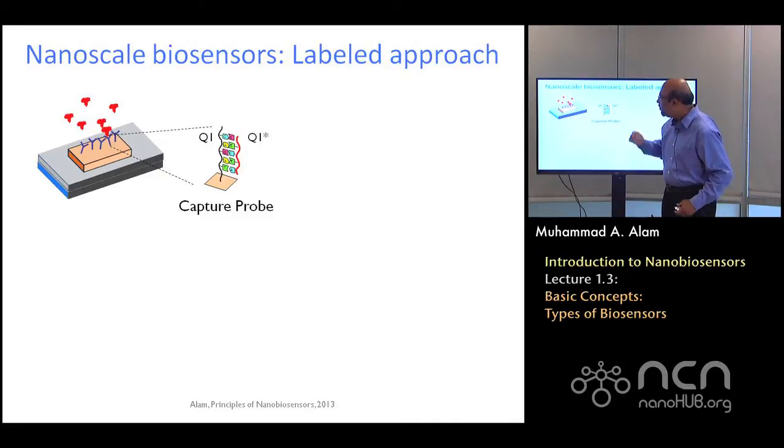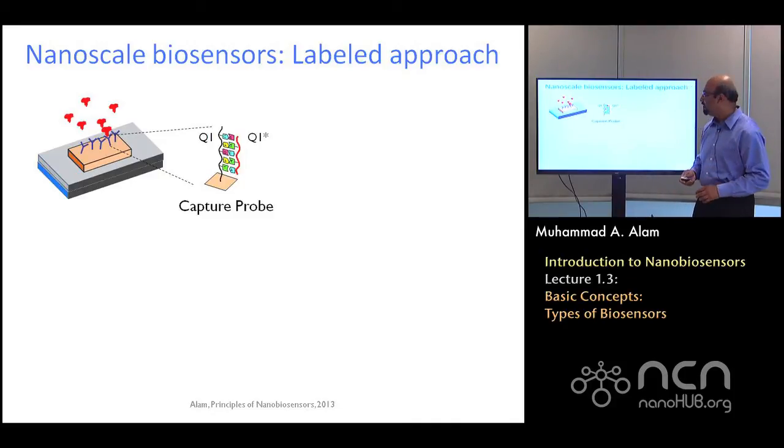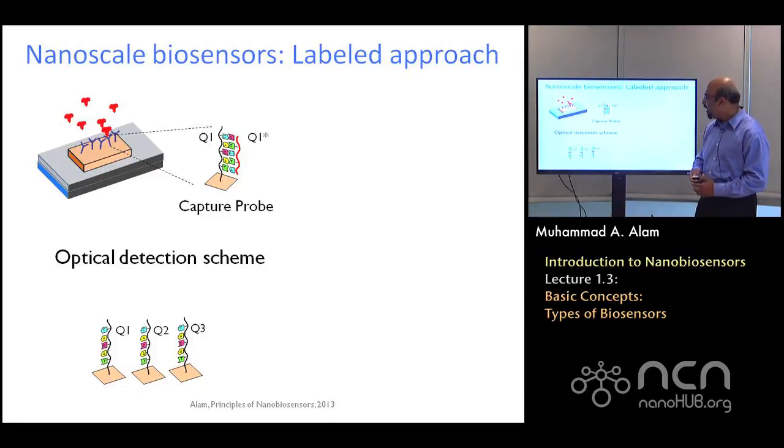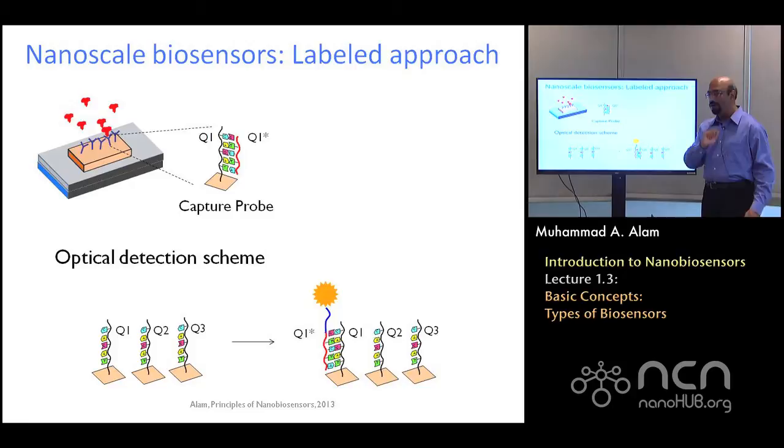The bottom line is, once these two things have been captured, the question is, how are you going to detect them? One way to detect them is to do the following. Instead of having these target molecules moving on their own, we attach an extra probe molecule or a label molecule, like an optical tag. And this optical tag is generally inactive when it's moving around on its own. But once the binding occurs, then this tag is activated.